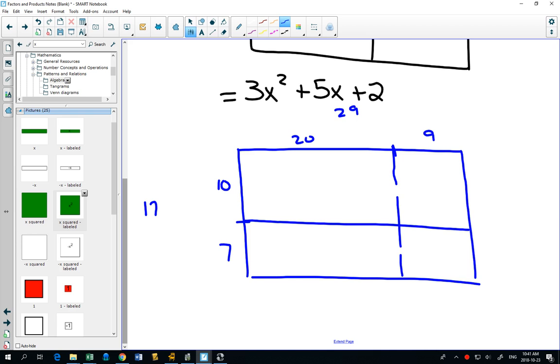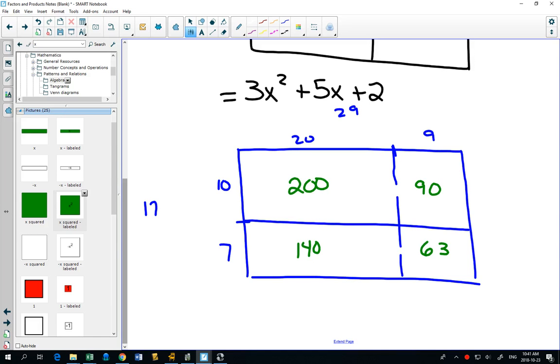What's the area of this rectangle? Well, now that's easy to figure out. It's 200, the area of this part is 90, the area of this part is 140, and the area of this part is 63. If we add them all up, we get the same answer as before. Yes? Yeah, 200. 10 times 20. There we go. Perfect.